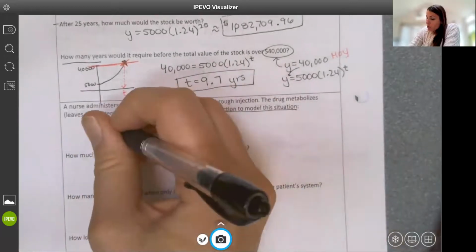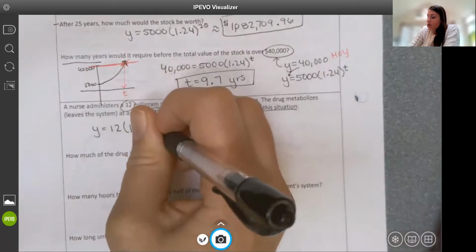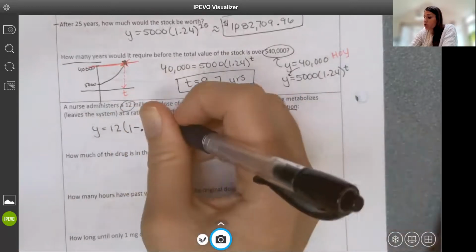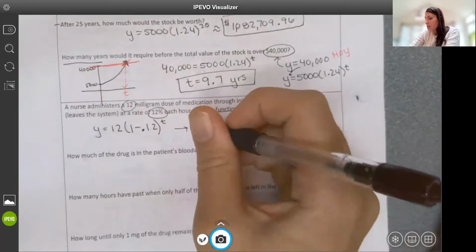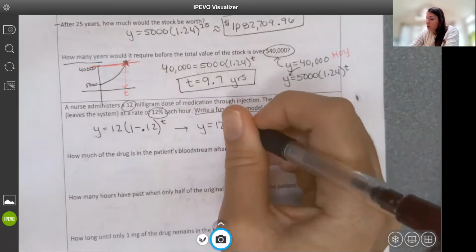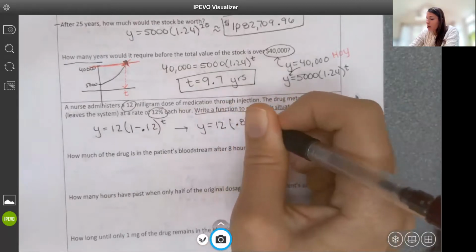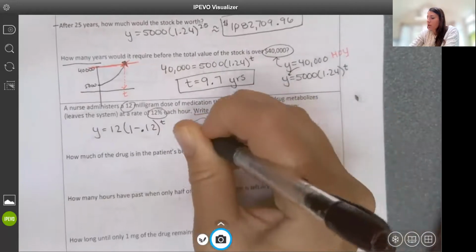So we're starting with 12 milligrams. We're losing at a rate of 12% each hour. So it's important to note that time is in hours. And just cleaning that up a little bit, I have 12 milligrams, losing 12%. So I'm at 0.88 to some time period, and time is in hours.